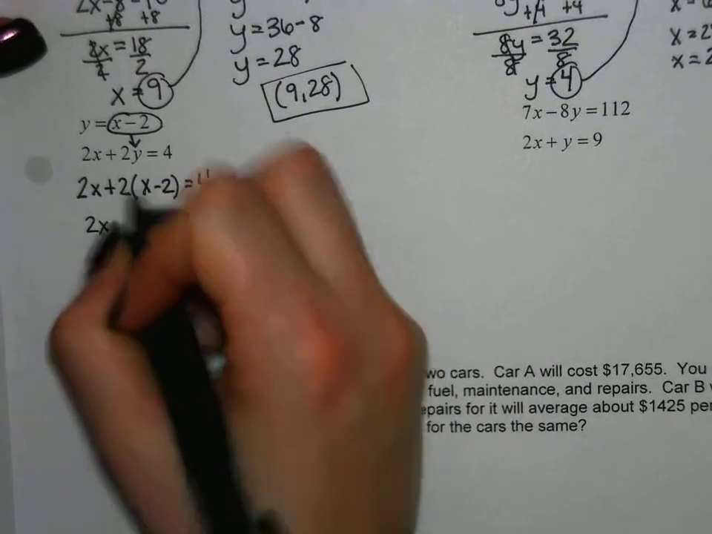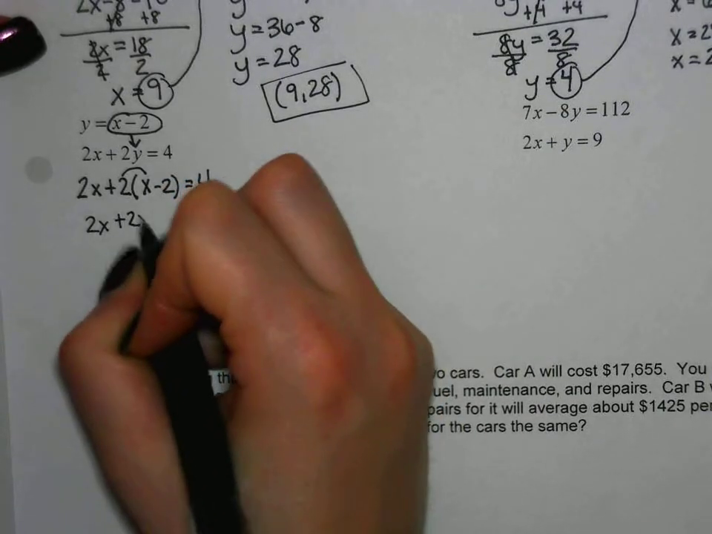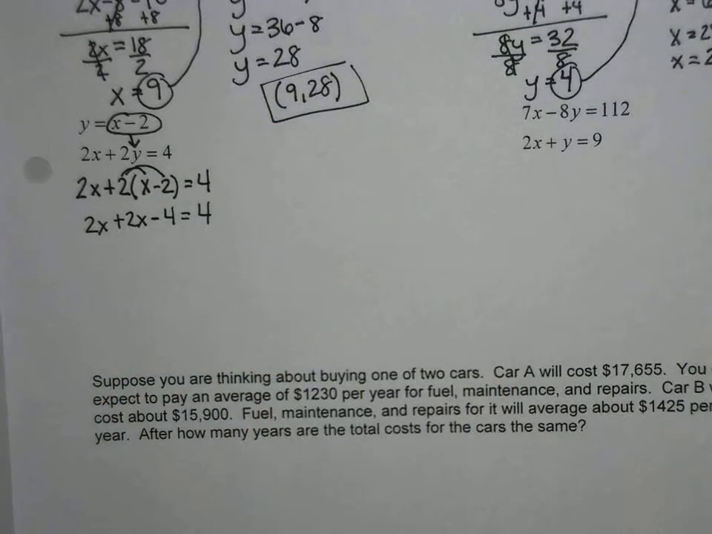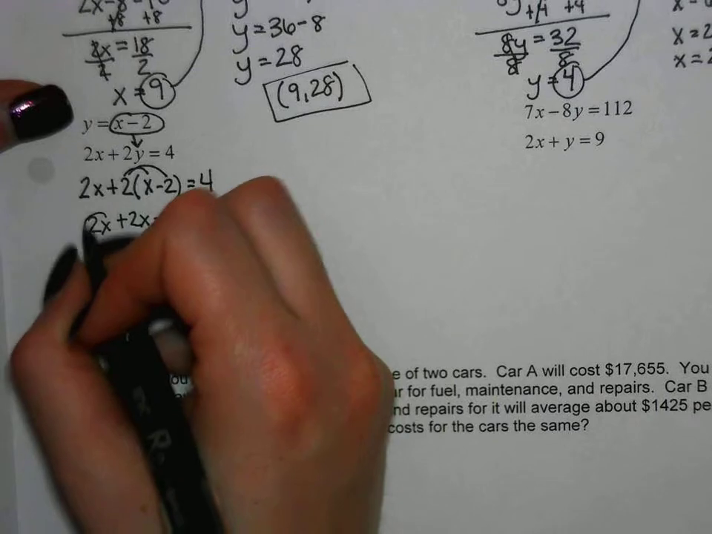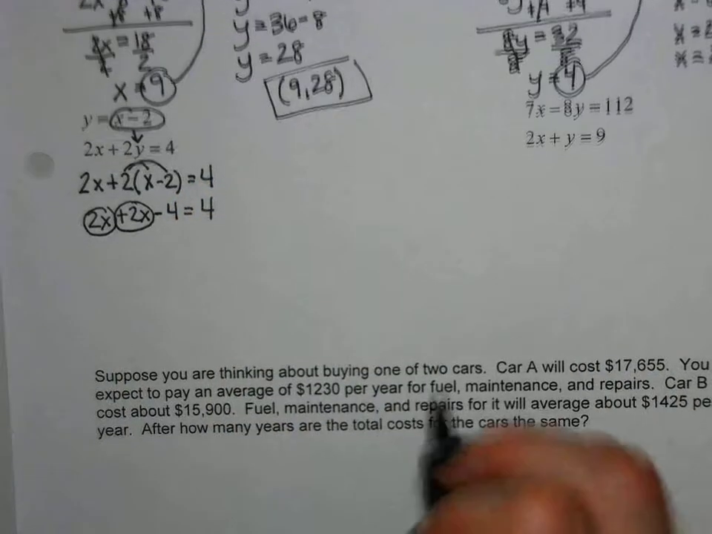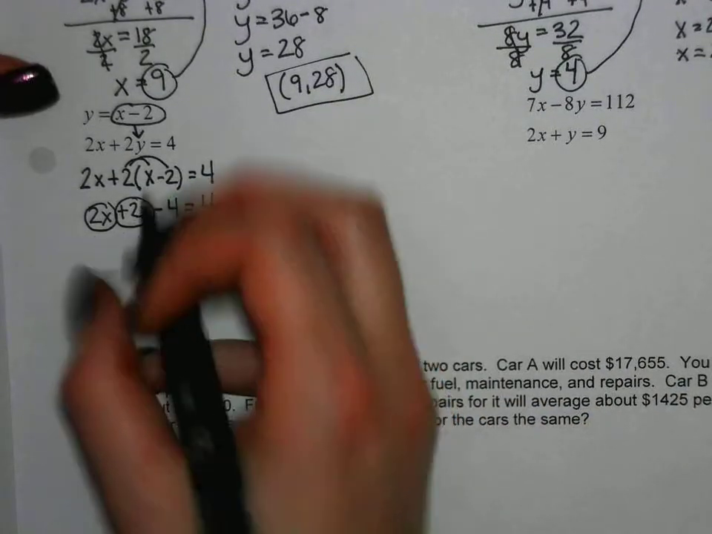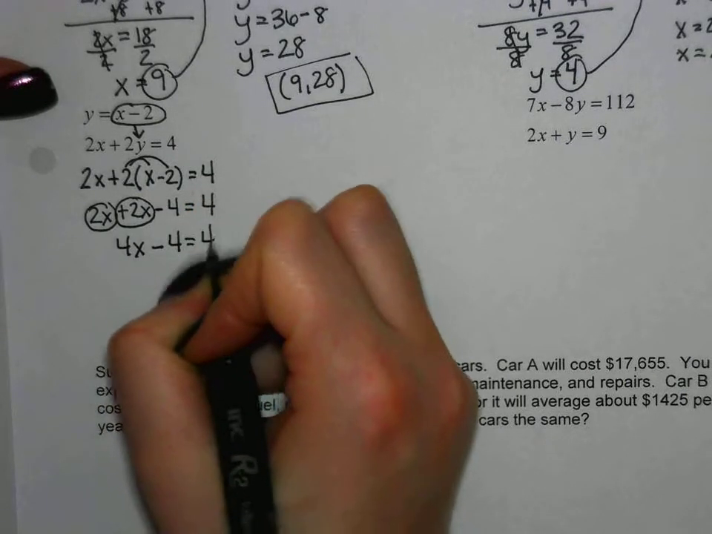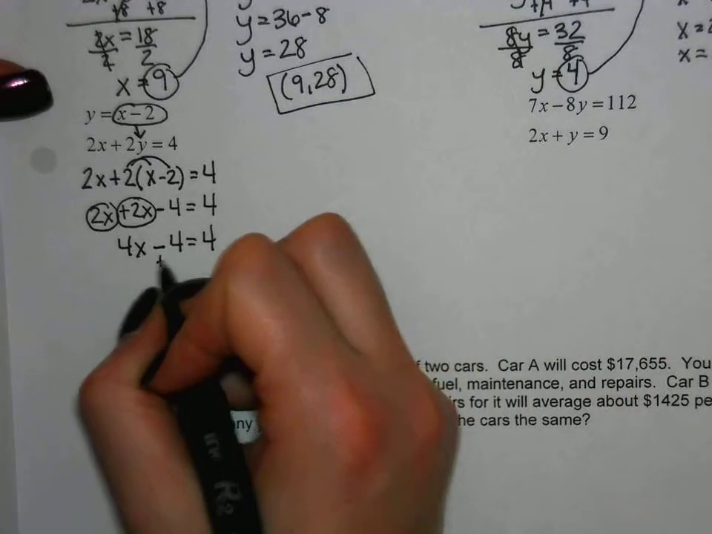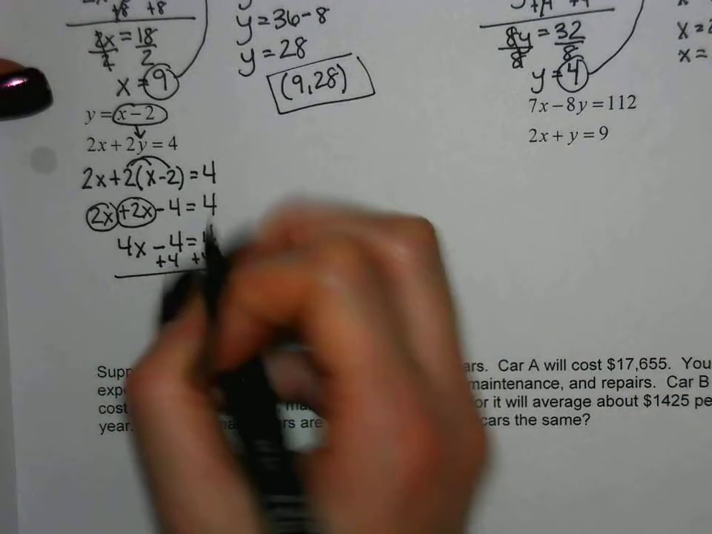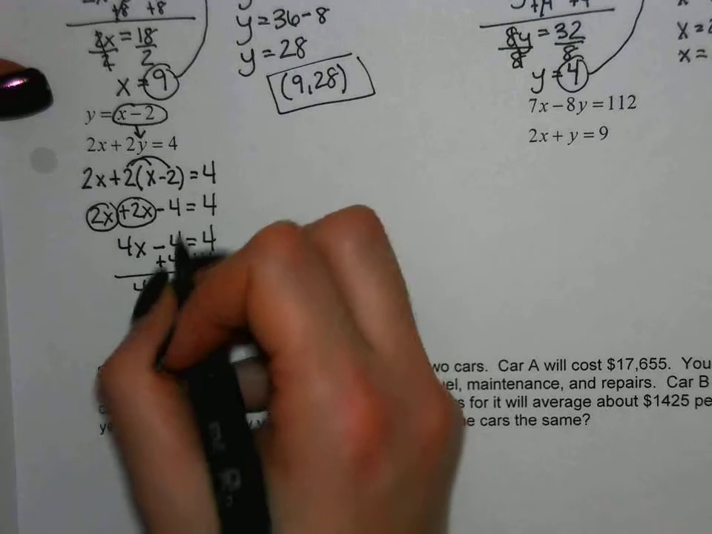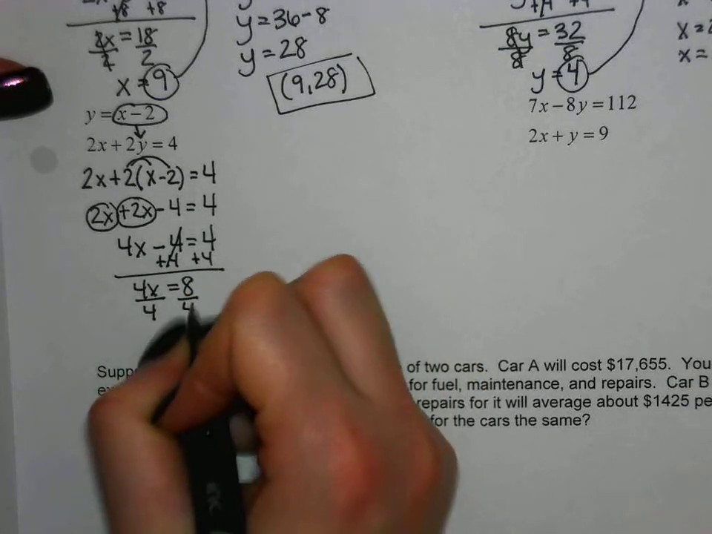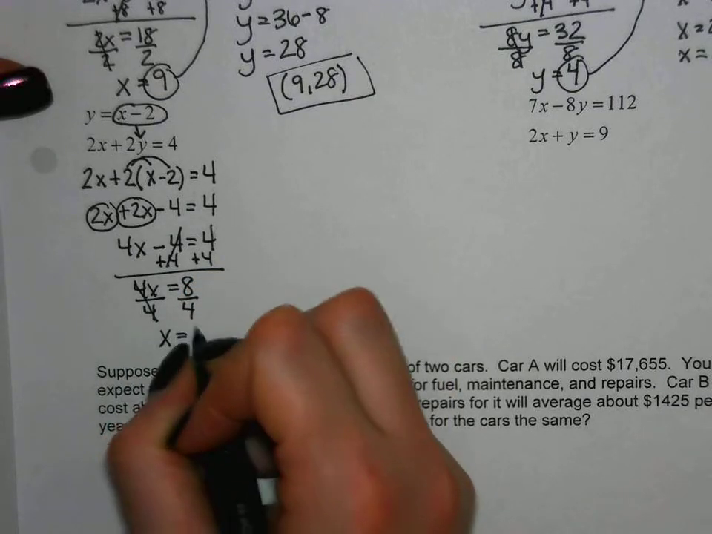So now we need to distribute, so 2 times x is 2x. 2 times a negative 2 is a negative 4, and it equals 4. I have 2x plus 2x, they are like terms, they're on the same side of the equal sign, so I add what I see. 2x plus 2x is 4x, minus 4 equals 4. So now we add 4 to both sides of the equal sign. Negative 4 plus 4 is 0, 4 plus 4 is 8. So our last step would be to divide both sides by 4, so x equals 2.